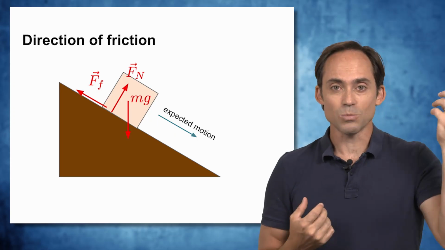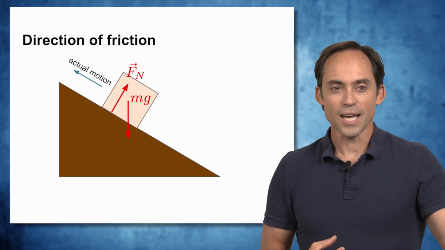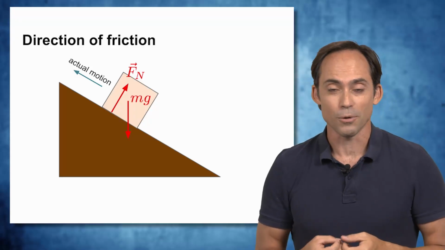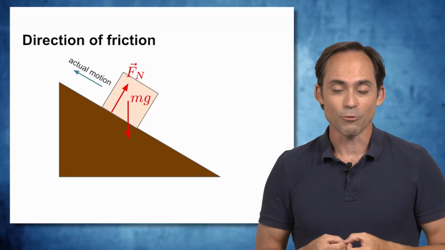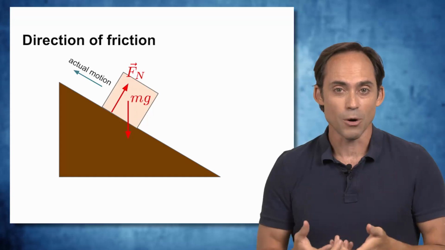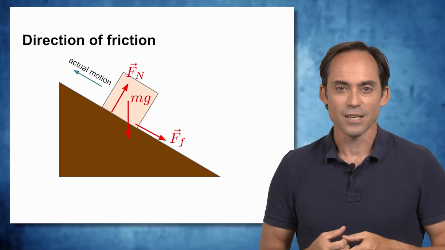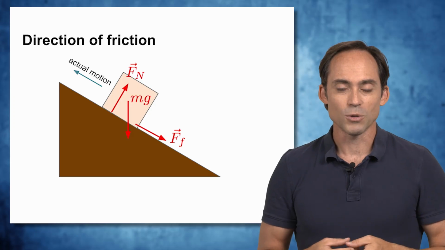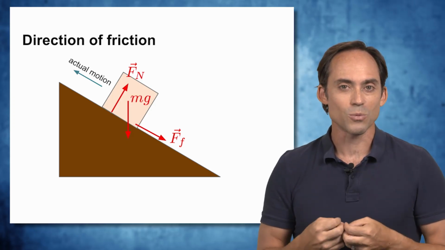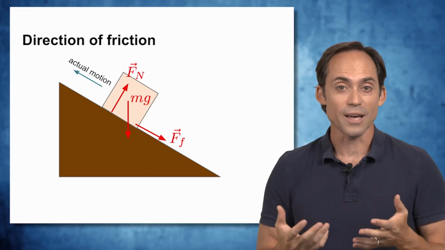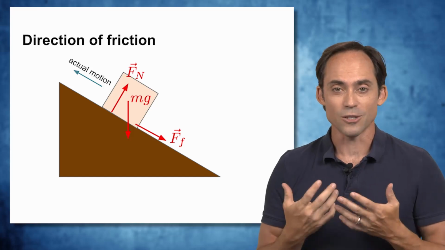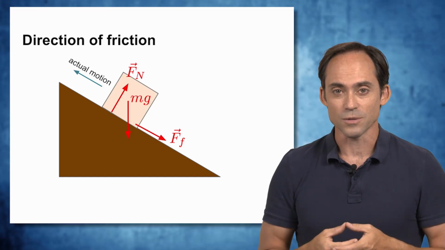Now that's the case of a block starting at rest. Let's say I kick this block up the inclined plane. In that case, the actual motion is upwards along the inclined plane, and the friction force again has to resist the relative motion between these surfaces, and so the friction force is going to act downward, down the plane. So it's important to think carefully about which way two objects are going to slide relative to each other in order to decide the direction of that friction force.